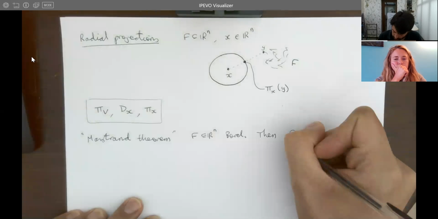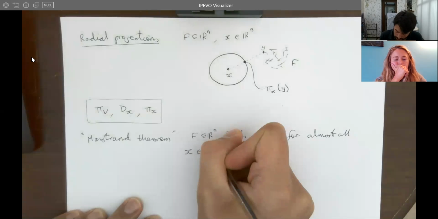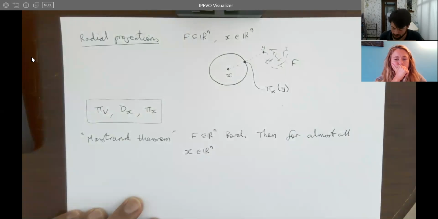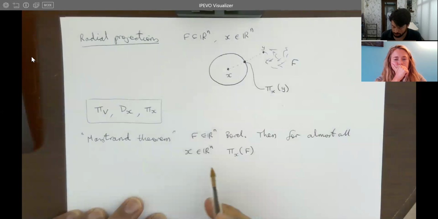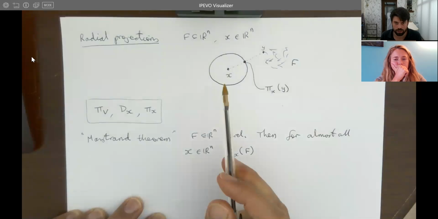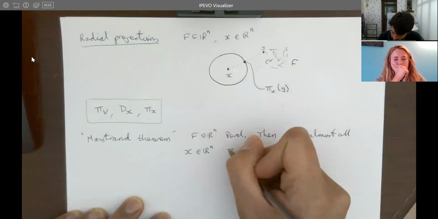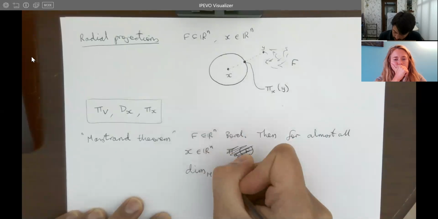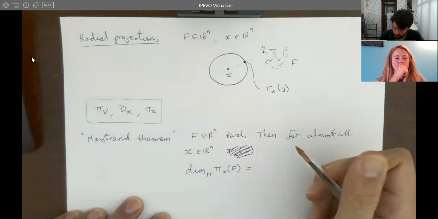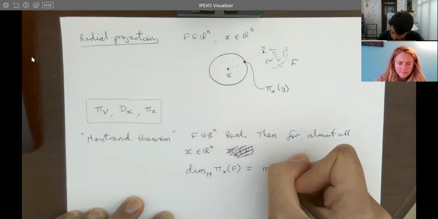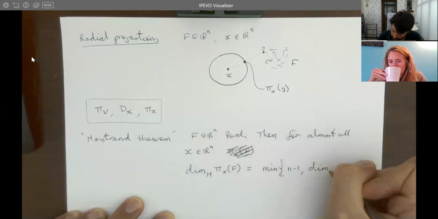then for almost all X in Rn, and this time the almost all is just with respect to n-dimensional Lebesgue measure, pi X of F, so I'm varying the point where the circle is centered, and then I'm considering the radial projection of a fixed Borel set F. Then, forgot to write dimension, the Hausdorff dimension of this set is almost surely what it should be. So for almost all X, the Hausdorff dimension of the radial projection of F is the minimum of n-1 and the Hausdorff dimension of F.